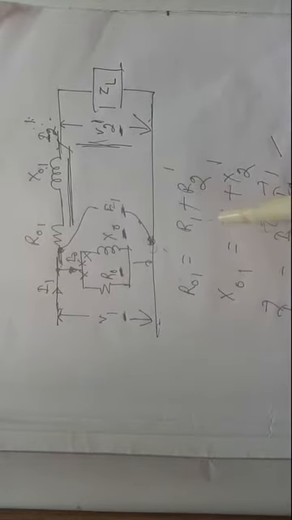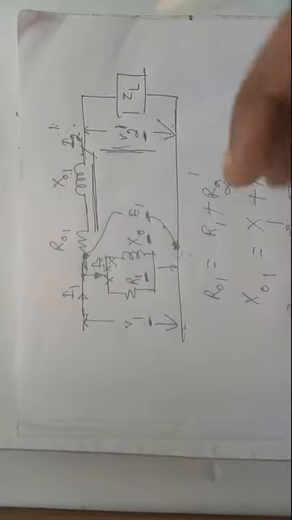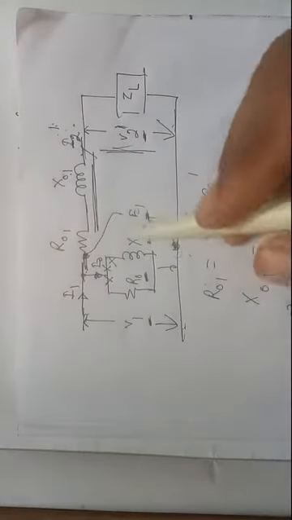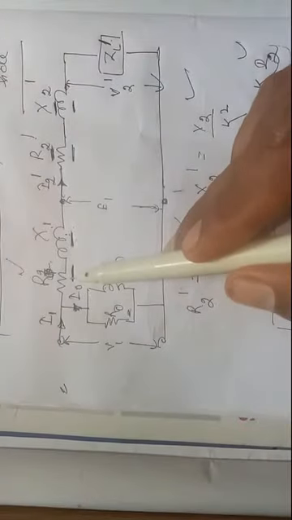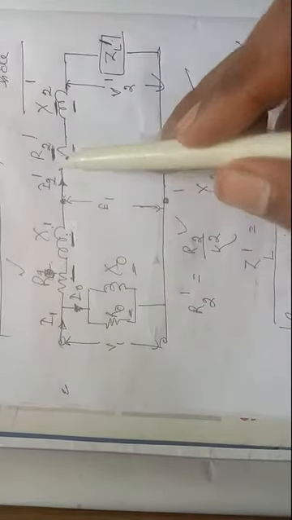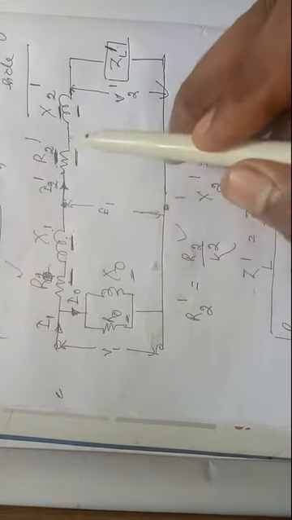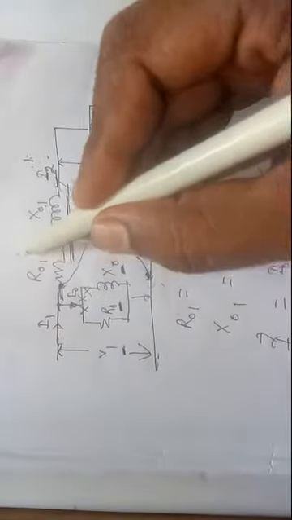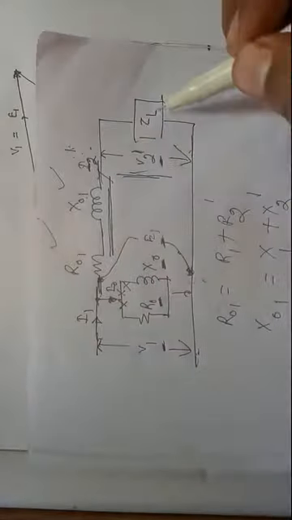So R01 is equal to R1 plus R2 dash, X01 became X1 plus X2 dash. So these two resistances R1 and R2 dash are formed into a single resistance. Similarly X1 and X2 dash, these two reactances form a single reactance. So this single resistance is your R01 and single reactance is your X01. Okay, so this is the diagram, and the parameters we mentioned: V1, V2 dash, ZL.